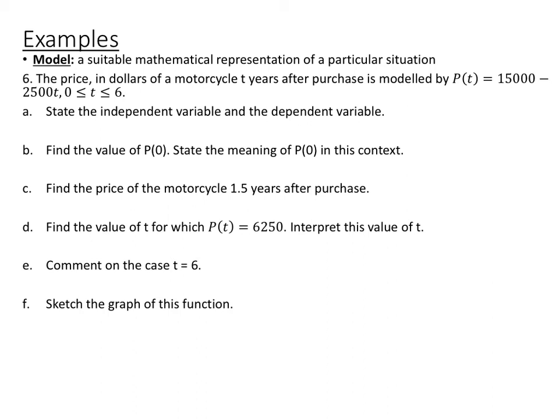So we have part A, we want to state the independent and dependent variables. So what are these representing? B, find the value of P(0) and what does it mean in context. Find the price of the motorcycle 1.5 years after purchase, that's C. D, find the value of t for which P(t) = 6,250 and interpret. E, comment on the case t = 6, and then part F, sketch a graph. So go ahead and pause the video and try this last example.